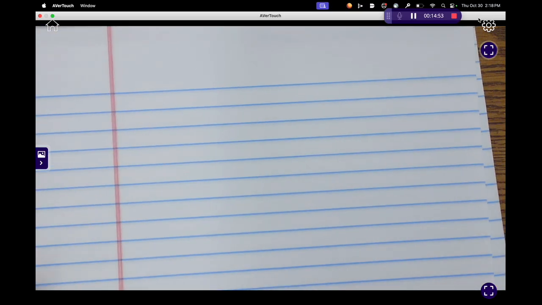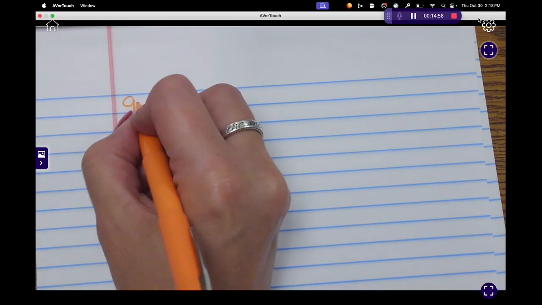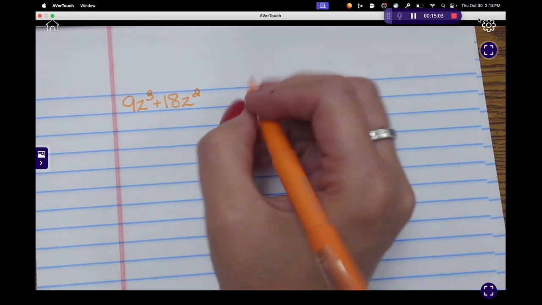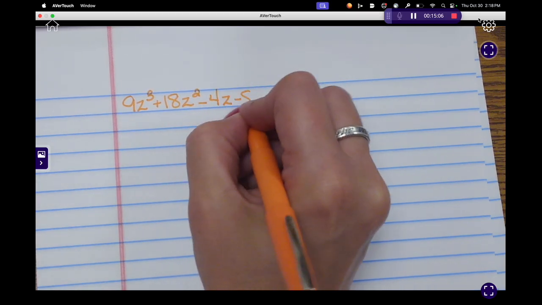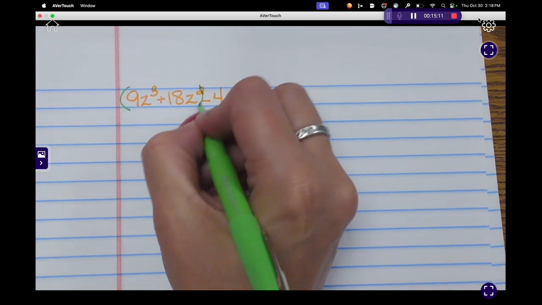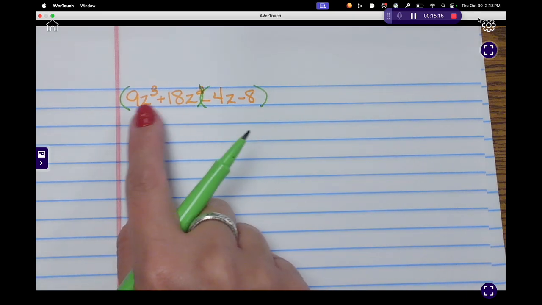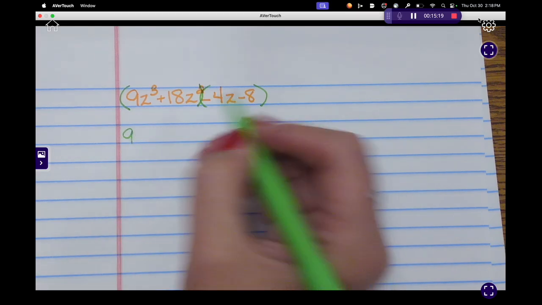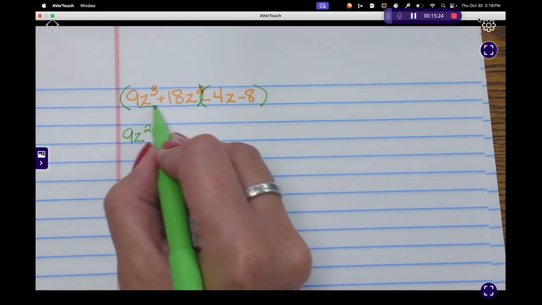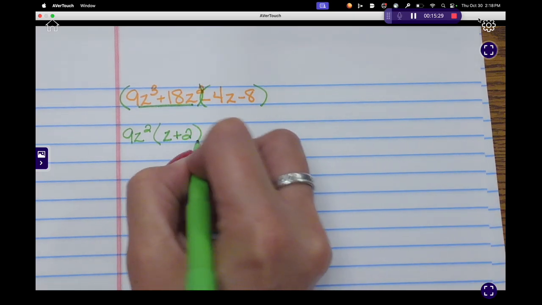So we're going to have 9z to the third plus 18z squared minus 4z minus 8. Okay, so looking at this, we're going to group the first two and then group the last two. All right, so looking at that first set of parentheses, they're both divisible by 9. And then the smallest exponent I'm taking out would be a z squared. So just from that first parentheses, the greatest common factor is 9z squared. So I am left with z plus 2.